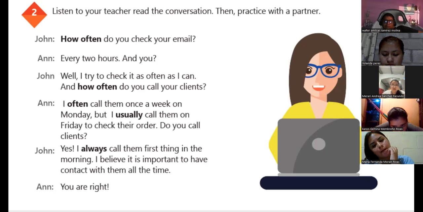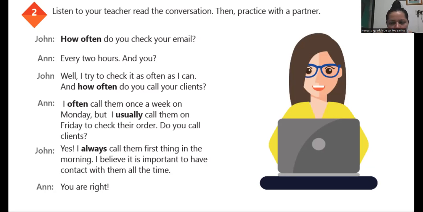How often do you check your email? Every 2 hours, and you? Well, I try to check it as often. Okay, las voy a detener un poquito. Okay. Breathe in, breathe out, relax.